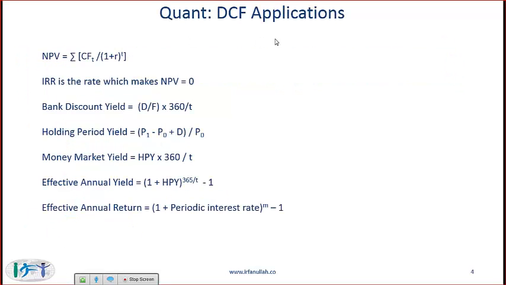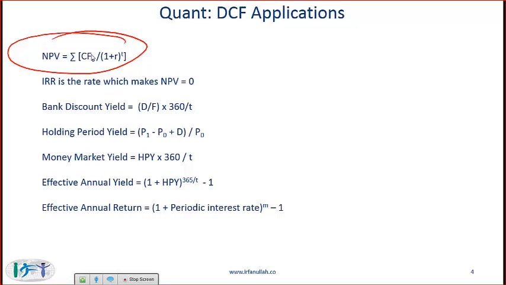Okay, discounted cash flow applications. I mentioned that there is a formula for NPV. It's a summation of the present value of all the cash flows. But hopefully this is not something you need to memorize. This is something you just know. And on the exam, if you are calculating NPV, you do it on a calculator, plugging in the numbers.